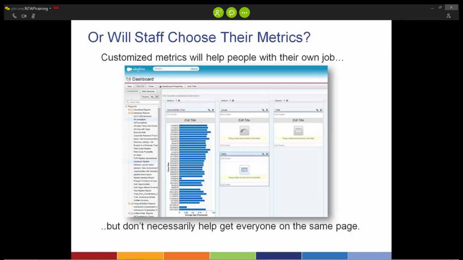So these aren't completely opposite, so you could do some of both. But it's important to recognize that there is a tension between these things. The more people can customize, the less people will be able to simply say, okay, this particular metric, the one on the upper right-hand side, and have a shared understanding of what people are looking at for the organization.